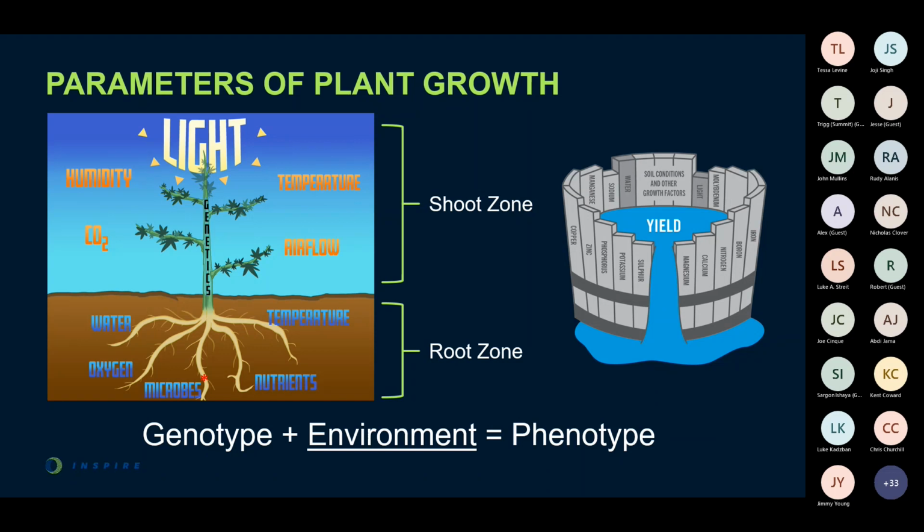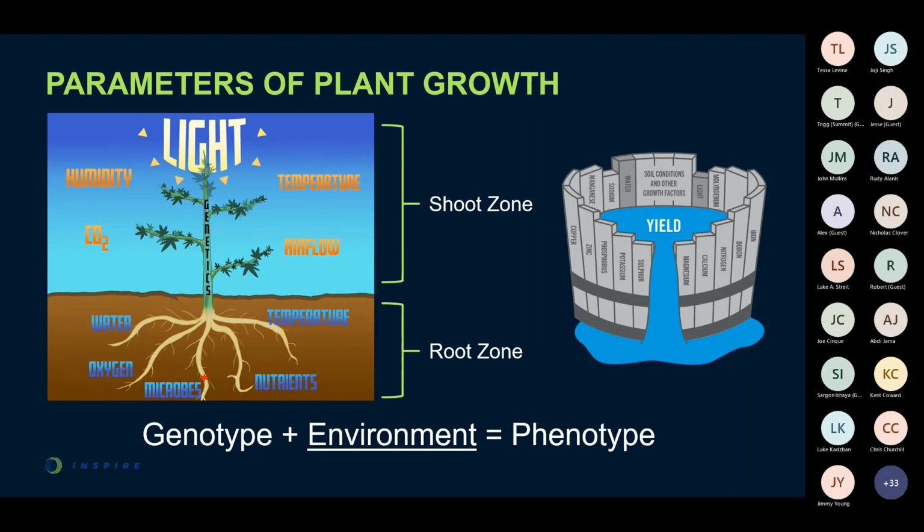Now, none of these parameters exist in a vacuum. They all work synergistically. The plant's health, growth rate, and yield depends on which of these parameters is its greatest limiting factor. This concept is called the law of the minimum and is often depicted by this barrel here leaking water, or yield, on the right. Essentially, you are only as strong as your weakest link, like the shortest stave in the barrel.